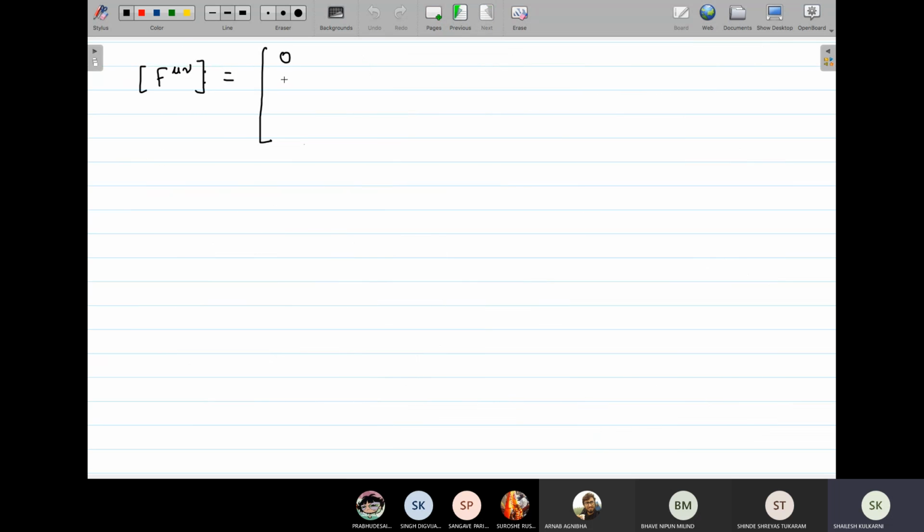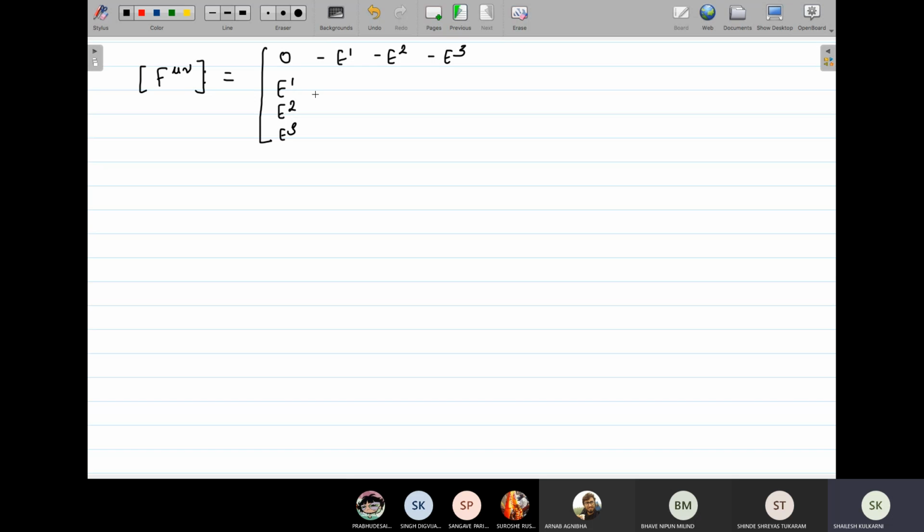And if the Fi0s are components of the electric field, then F0i... the first index represents row and the second column. So Fi0 will be the ith row, 0th column. Those will be the electric fields. And F0i will be the 0th row and ith column, so that will be minus E1, minus E2, minus E3.